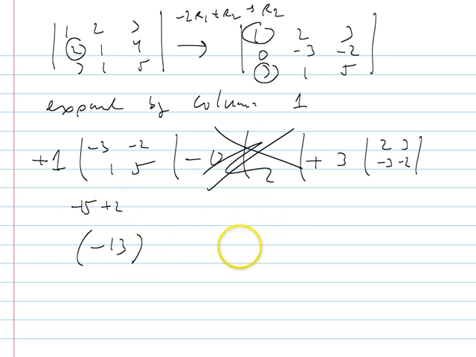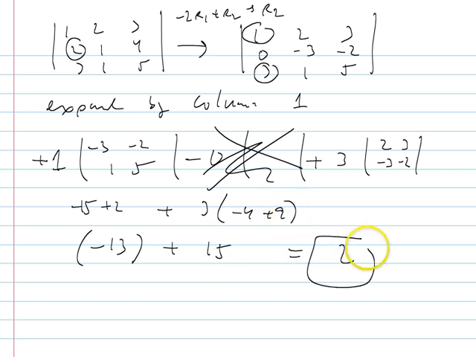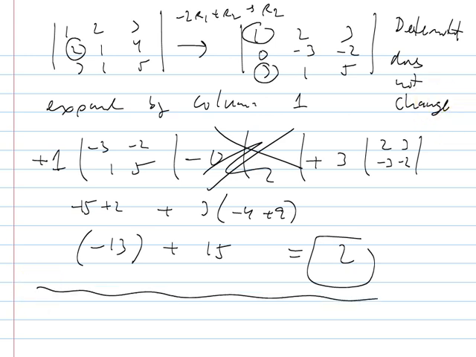Then plus 3 times minus 4 minus negative, which is plus 9, which is 15. I get 2, which is the answer. And it's arguable whether doing a row operation is worth it, but very important, the determinant does not change when you do row operation number 3.